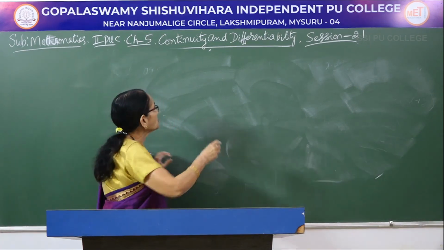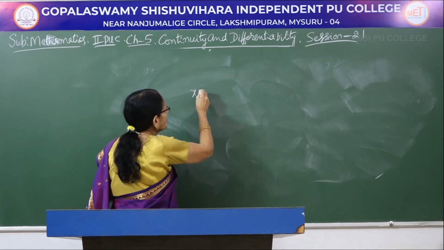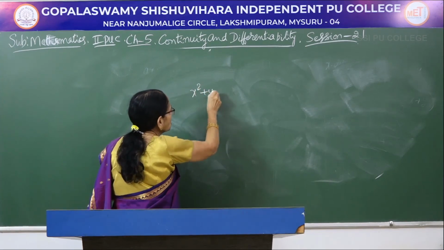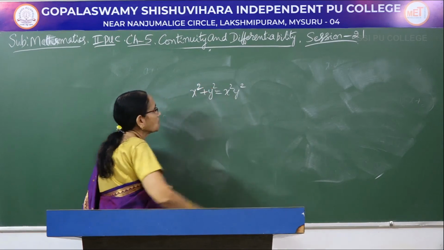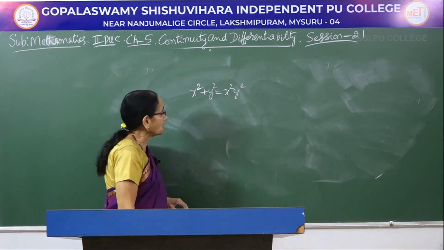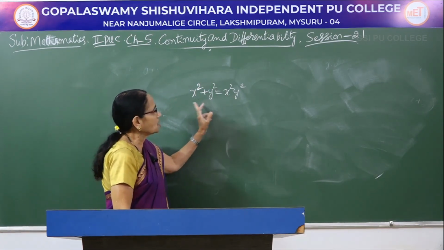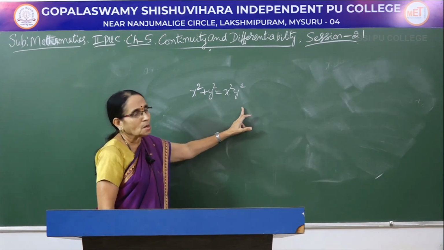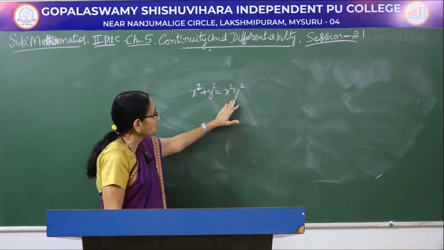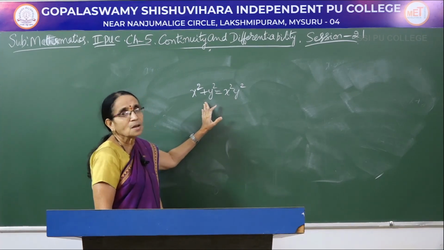Now, suppose I am having a problem like this: x square plus y square equal to x square y square. Here we are having a sum of two functions on the left, and here it is a product of two functions. Don't take the logarithm, because here you could take a logarithm, whereas here it is a sum.